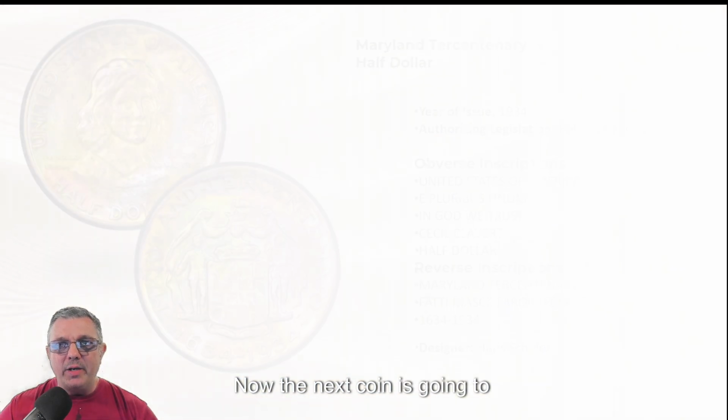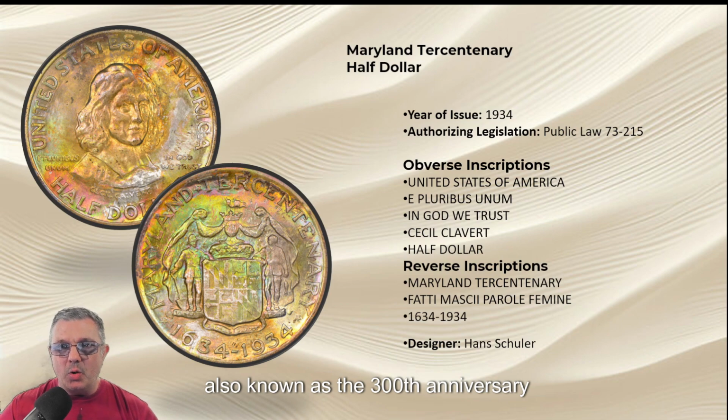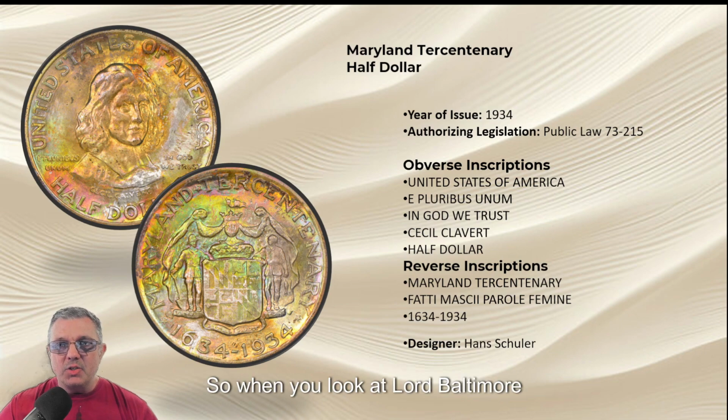Now, the next coin is going to come to us from the province of Maryland. This is the tercentenary, also known as the 300th anniversary. This was also released in 1934, and on the obverse, you're going to see Lord Baltimore, a.k.a. Cecil Calvert. So when you look at Lord Baltimore, you're going to see him, and on the reverse, you're going to see this coat of arms. This is the Calvertian coat of arms.